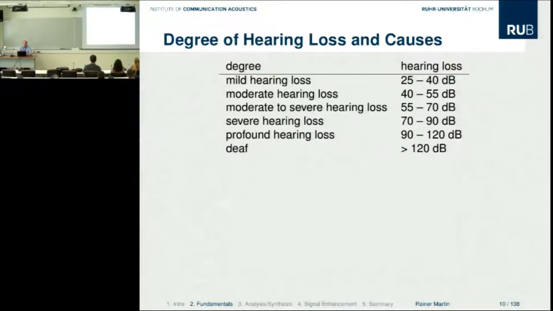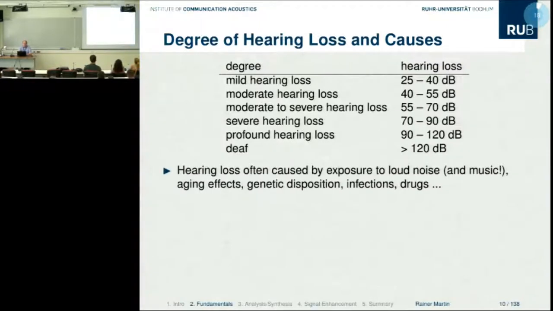Okay, so hearing loss is classified in terms of degree of hearing loss from mild, moderate, moderate to severe to profound, and finally deaf. And hearing loss is often caused by exposure to loud noise and music, obviously. You probably all had this experience going to some jazz club or rock and roll club in a basement somewhere with reflecting concrete walls, and then you go out and you have a temporary tinnitus or some sounds in your ear. You should not do that too often.